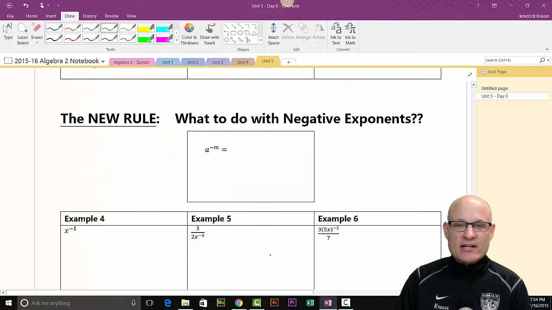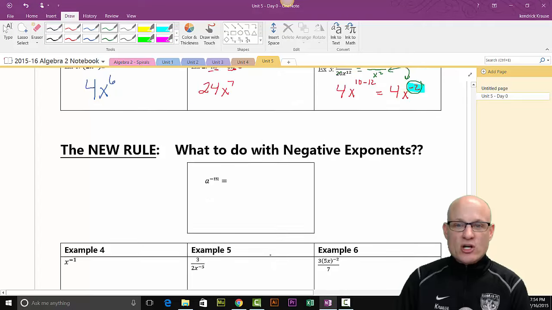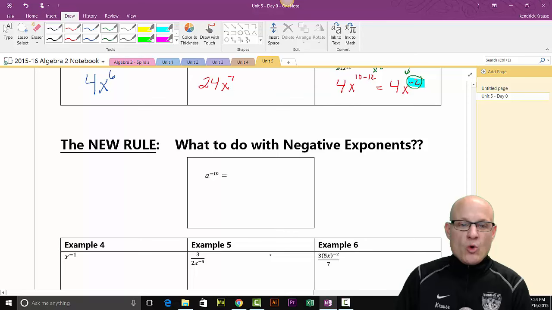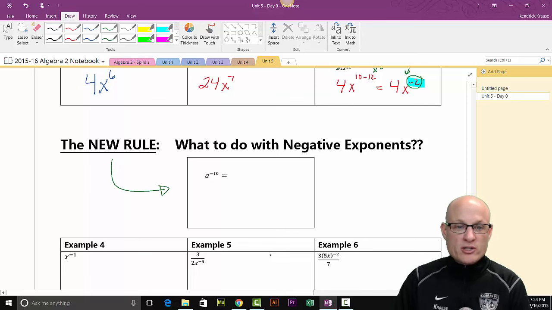So let's talk about negative exponents. This is just a new rule. You need to learn this. If you have a negative exponent, what you need to do is bring that to the denominator and make it positive. So this is really 1 over a to the positive m. Now, if you don't believe me, you should.